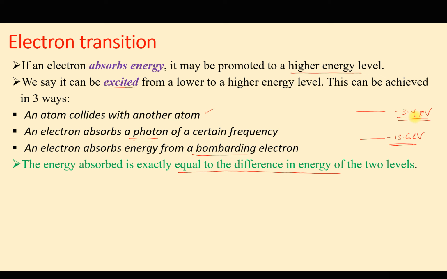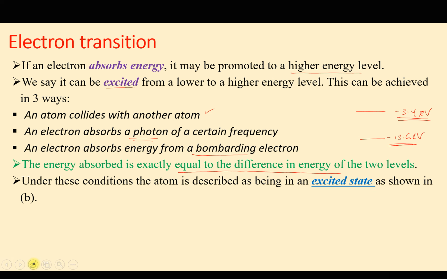Remember, in the introduction, or lesson 3 and 4, we mentioned that the interaction is one-to-one. So the electron cannot absorb energy from two different photons. A specific photon interacts with an electron. It's a one-to-one interaction. So the energy absorbed is exactly equal to the difference in energy of these two allowed energy levels. Under these conditions, the atom is described as being in an excited state, as we have seen in part B.